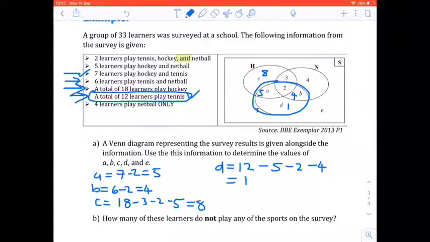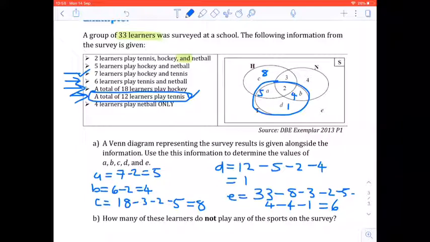Okay, that's given. So then E is our last one, and E sits outside of our picture, or of those 3 sports. So E is the people who don't do hockey, netball, or tennis. So that would be the total, which is given in the question, 33 learners. So 33 minus everything else, minus 8, minus 3, minus 2, minus 5, minus 4, minus 4, minus 1. And if you do that sum, you should get to 6. Okay, so that's how you do one of those.